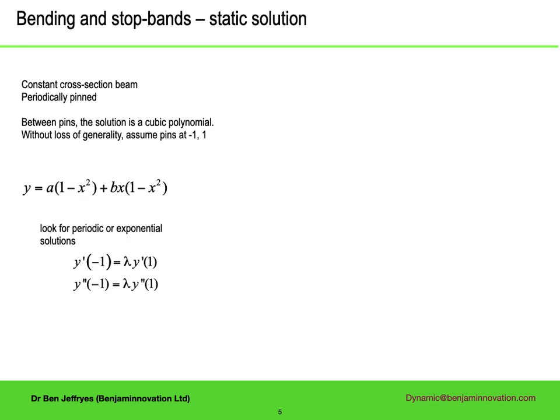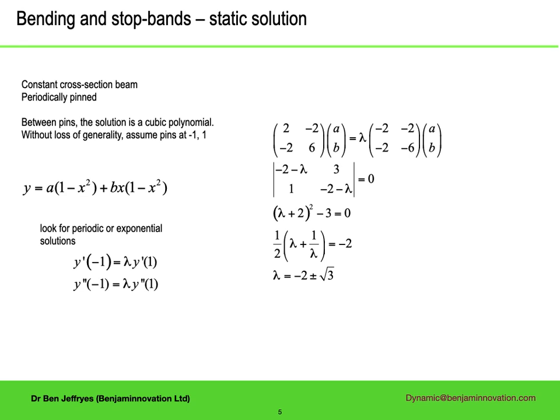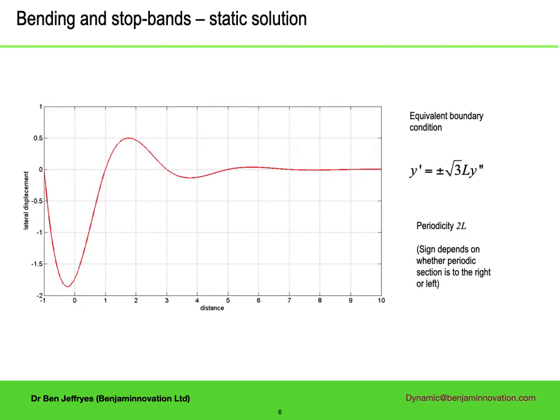Ignoring the gravitational bending of the pipe between the touch points, the deflection is a cubic, which is 0 at the touch points, here -1 and 1. We look for solutions which are periodic or exponential. The result is a decay of 2 minus square root 3 between sections and a sign change. It looks like this. The pipe has been given a twist at -1 and is pivoting at the odd numbers. Each section looks the same, but scaled and sign reversed.